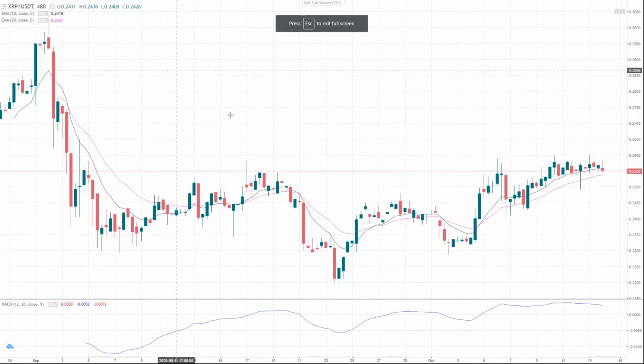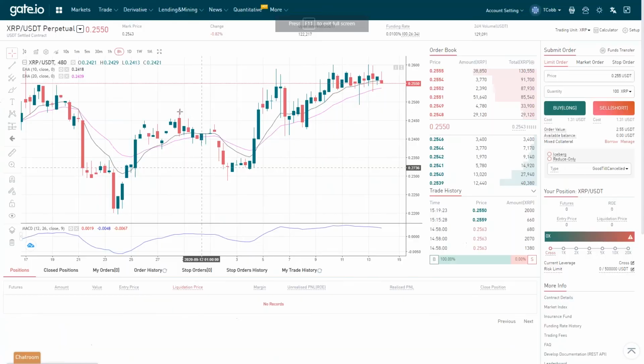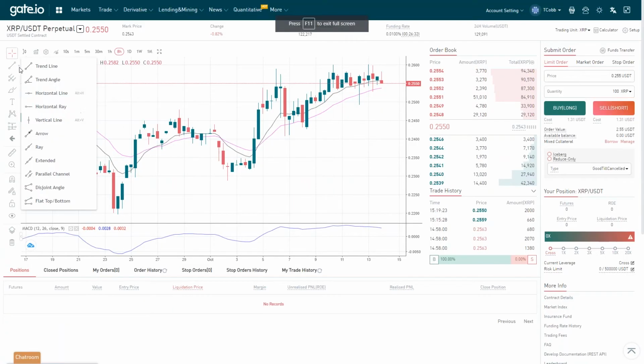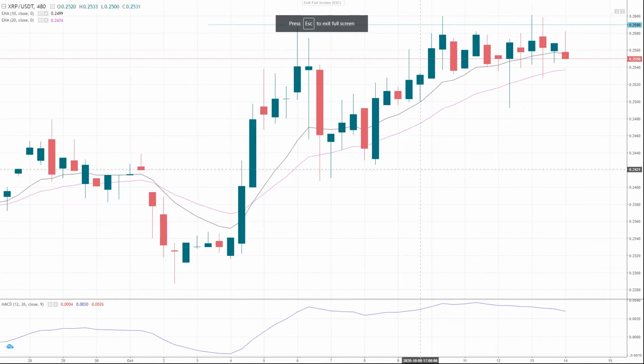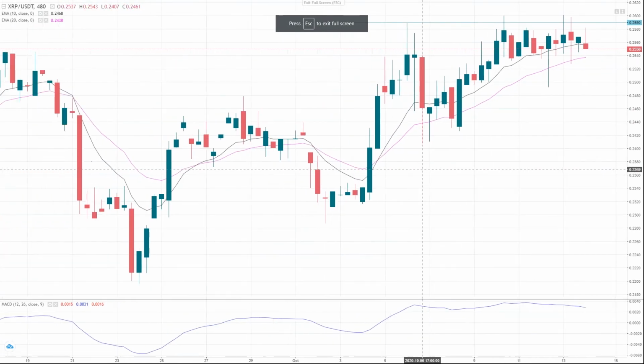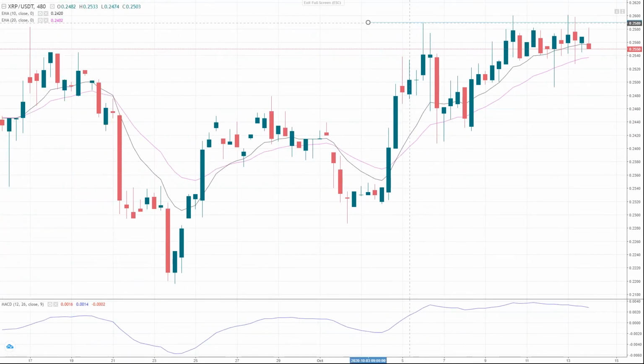XRP, let me blow this puppy up to give some perspective. Actually, if I blow it up, I can't use my drawing tool, so give me one moment. Horizontal Ray. Hi, Ray. It's nice to meet you. There we go. Let's throw that up, and let's make it nice and large. So what I've got here is resistance, and that's a terrible looking line. Let's make it look a lot more attractive by hitting it like that.